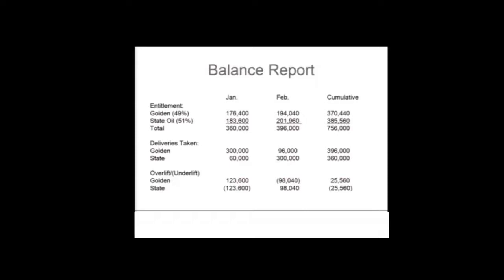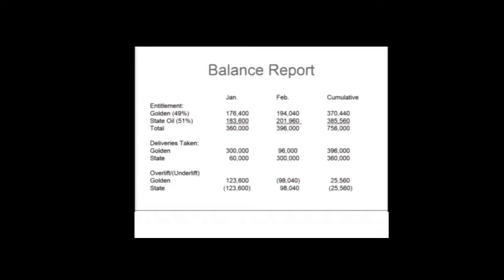Golden is overlifted in January by 123,600 barrels. They make up for some of that overlift in January by underlifting in February by 98,040 barrels, but they still have a net overlift of 25,560 barrels. And the opposite for State. They underlift in January, they make up for some of that by overlifting in February, but they still have a net underlift. So now how do we handle that?